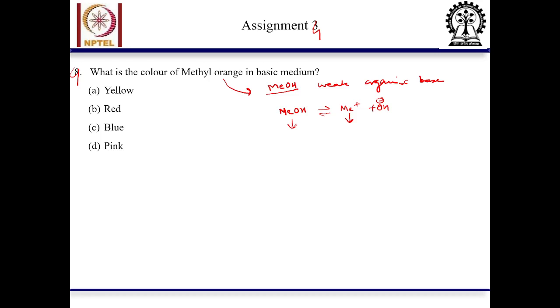So this MeOH color, which is unionized, is yellow, and this is red. Now we have to find out in acid medium and in basic medium which form will be available. Am I correct or wrong?